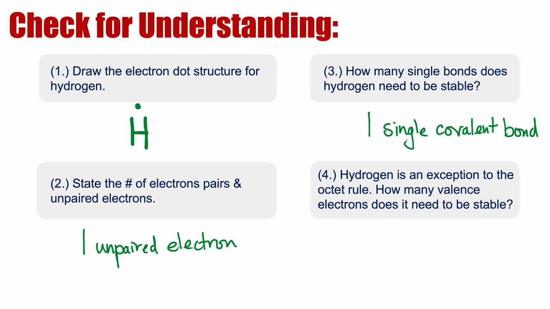How many valence electrons does it need to be stable? It's going to need 2 valence electrons to be stable. Hydrogen's goal in covalent bonding is to be similar to helium, which has those 2 valence electrons in its highest shell. So when we draw Lewis structures, you're going to find hydrogen is an exception. Once it forms a single covalent bond and it has 2 valence electrons, it's going to be happy and stable, and we don't add anything else to it.